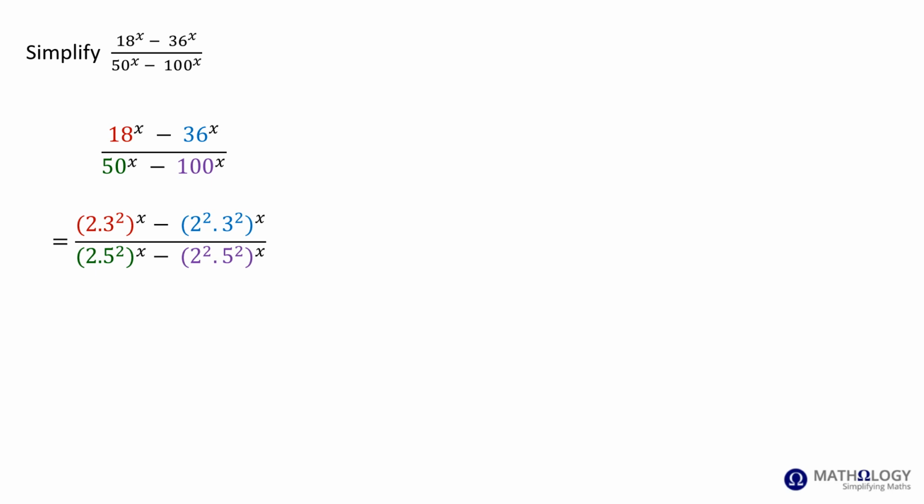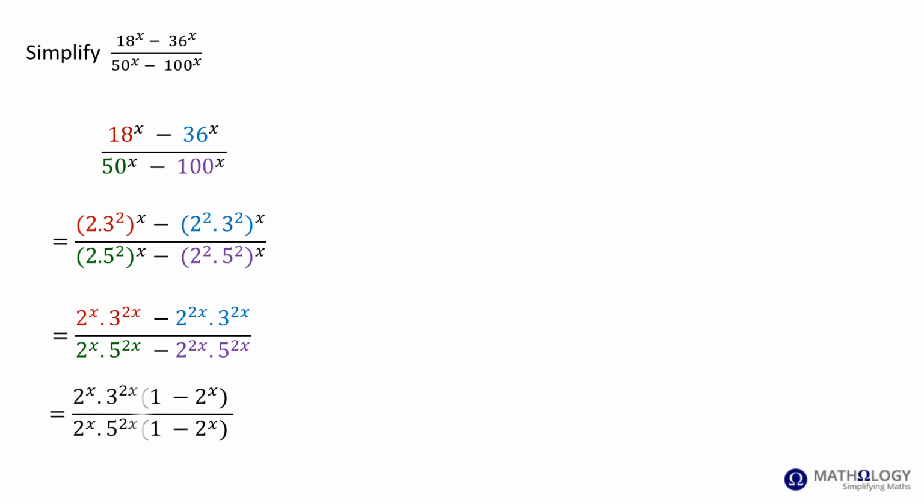From there, we apply the laws of exponents. When raising a power to another power, we multiply the exponents. To simplify from here, we need to factorize by taking out the highest common factor, both in the numerator and denominator. At the top, we take out 2 to the x times 3 to the 2x. And at the bottom we take out 2 to the x times 5 to the 2x.